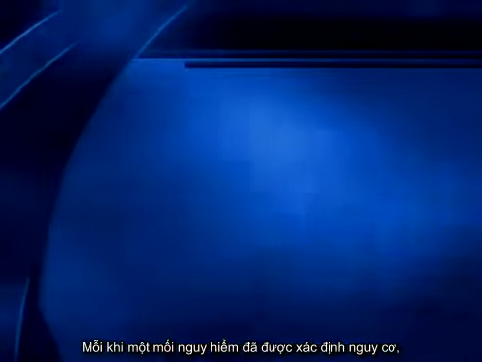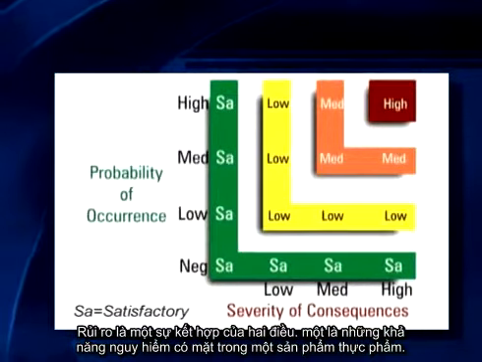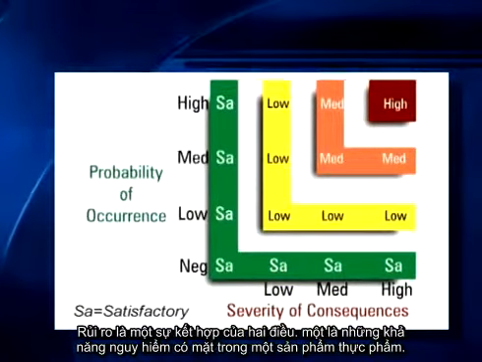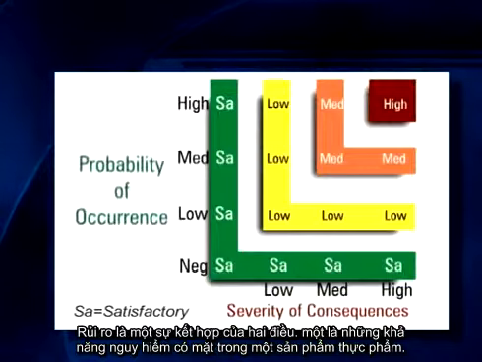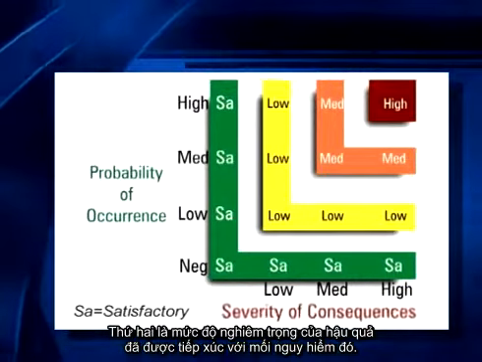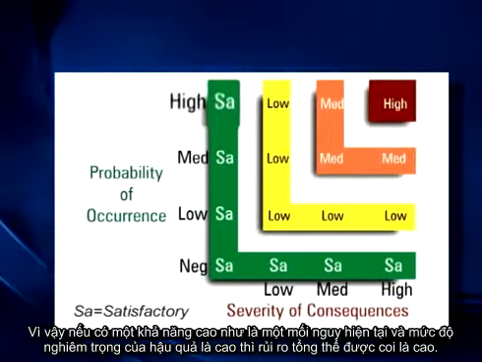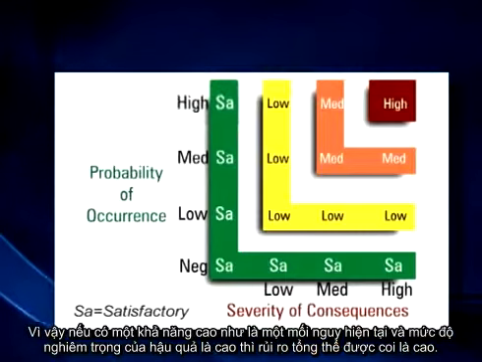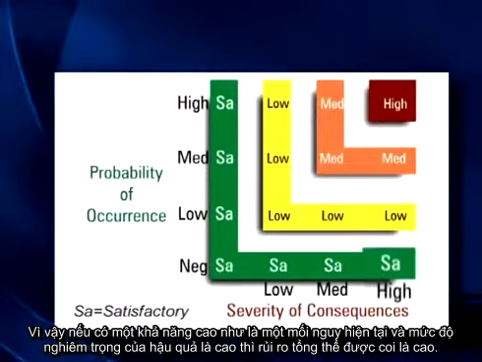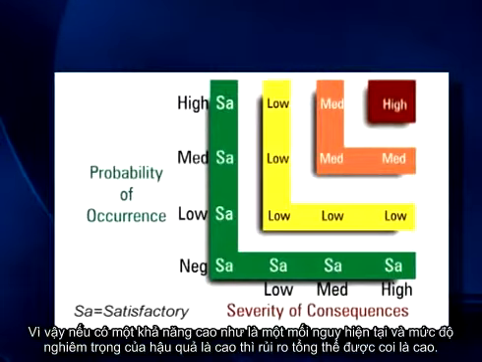Once hazards have been identified, the risk of each one needs to be assessed. Risk is a combination of two things. One is the probability of a hazard being present in a food product. The second is the severity of the consequences of being exposed to that hazard. So if there is a high likelihood of a hazard being present and the severity of consequences are high, then the overall risk is considered to be high.